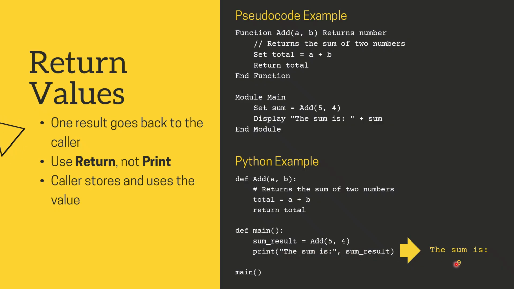9. All right, so that's how we have to have that function. That function has to return a value, and then we utilize that returned value within our main function or our main module here.